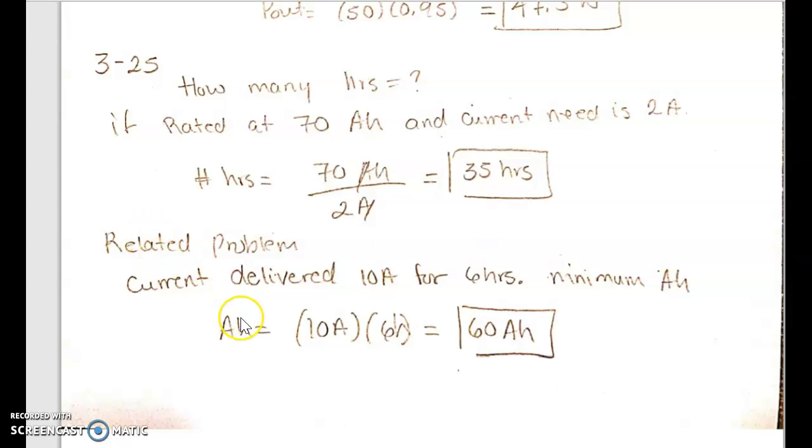A related problem here says a certain battery delivers 10 amps for 6 hours. What is the minimum ampere hour rating? So the ampere hour rating, as the name indicates, you just multiply the current by the time that it runs, and then we get its ampere hour rating, which in this case is 60. And that's it. With this, we finish chapter 3.